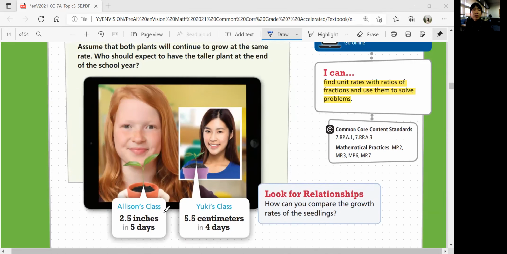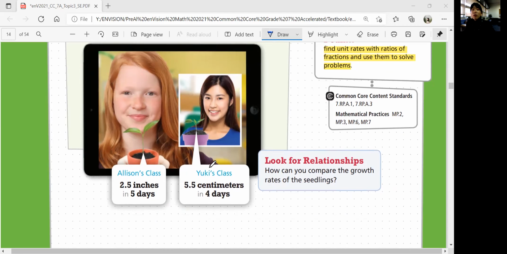Okay, so we have Allison's class growing 2.5 inches in 5 days, and Yuki's class growing 5.5 centimeters in 4 days. How do you compare these two rates if they're different rates within different days? This is where you want to find unit rates for both of them. Make the unit rate by converting them into equivalent fractions for 1 day. How fast are they growing in 1 day, right?